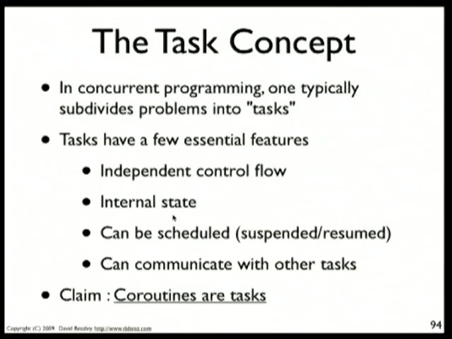Tasks also typically have some kind of internal state. They might have their own variables, their own execution stack, some kind of state. There's often a scheduling component of tasks: you can have them running concurrently, they can wait for other tasks, they can suspend, they can be resumed. And then there's also an element of communication between tasks. So if you look at that, I think you could make the claim that a coroutine is actually some kind of task. It sure looks a lot like a task.